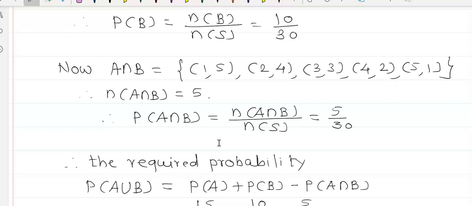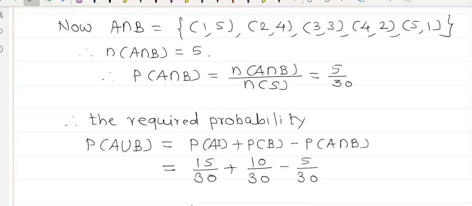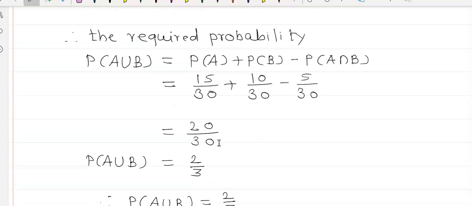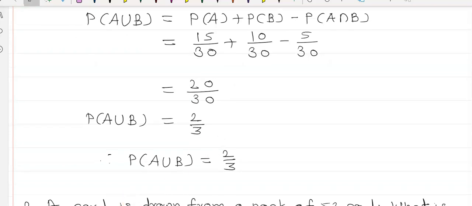Therefore, the required probability P of A union B is equal to P of A plus P of B minus P of A intersection B, which is 15 upon 30 plus 10 upon 30 minus 5 upon 30, which is 20 upon 30. That is, P of A union B is equal to 2 upon 3. And this is the required probability.